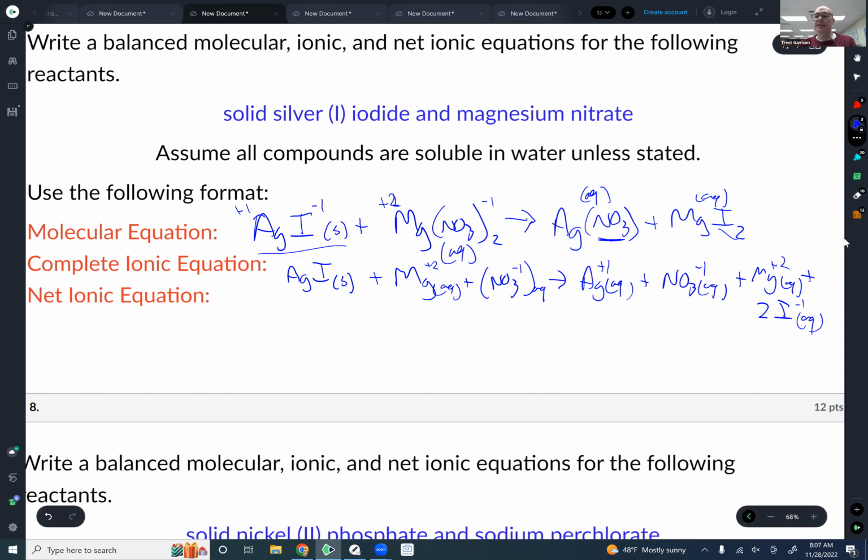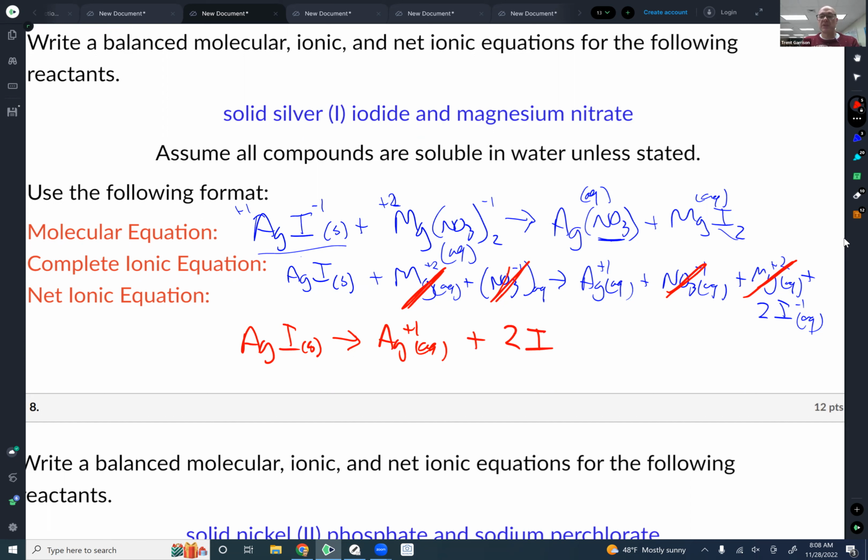Now what we get to do on the next step is cancel out like terms. Magnesium is the same on both sides. It gets canceled out. The nitrate is the same on both sides. It gets canceled out. Everything else is left. So the net ionic equation is AgI solid producing Ag ion aqueous plus 2 iodine ions that are aqueous. So this needed to be balanced actually. Okay. That's your first answer. That's our net ionic equation.